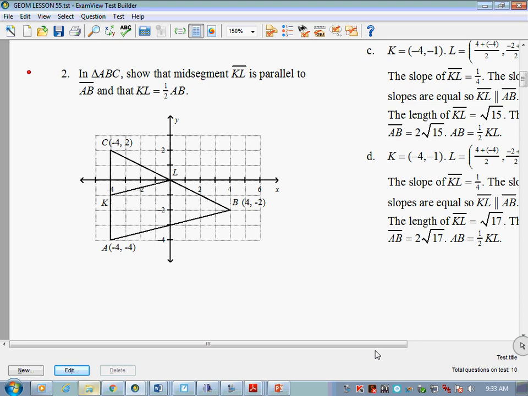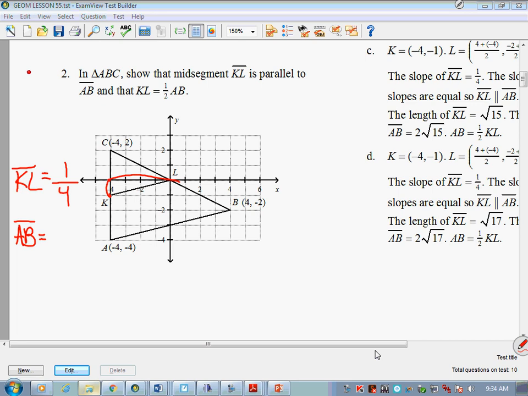They have the same slope. So first, let's find our slopes. What is slope, Darian? Rise over run. So how would I find the slope of KL? Go up 1 and then over 4. So what is the slope of KL? 1 over 4. Okay? So let's find the slope of AB.